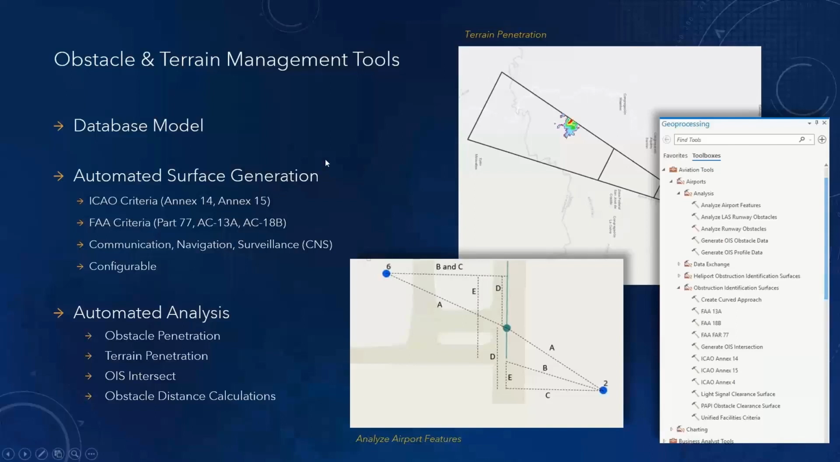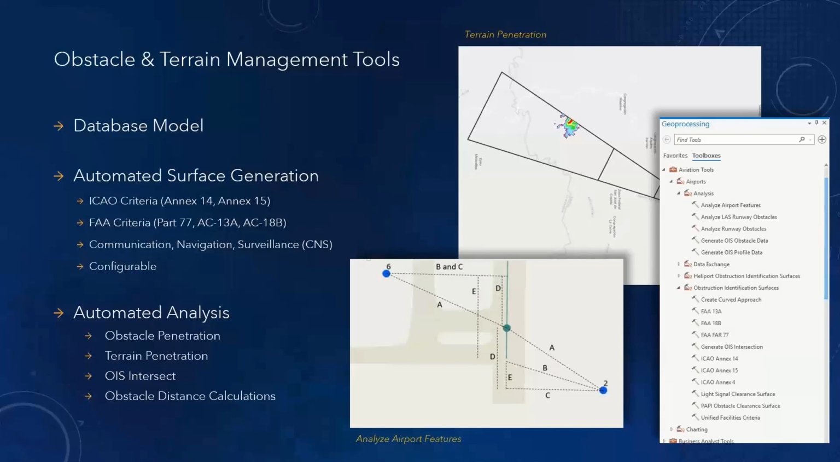And from there, we've got the data creation side. So automating the surface creation for obstacle limitation surfaces according to the different criteria or standards such as ICAO and FAA. And then we move into the analysis piece. On the analysis side, that involves the penetration analysis with obstacles as well as terrain. Here's an example of just being able to identify the terrain that's penetrating the approach surface.